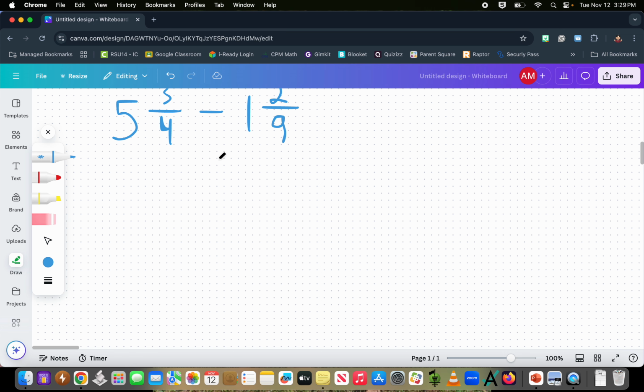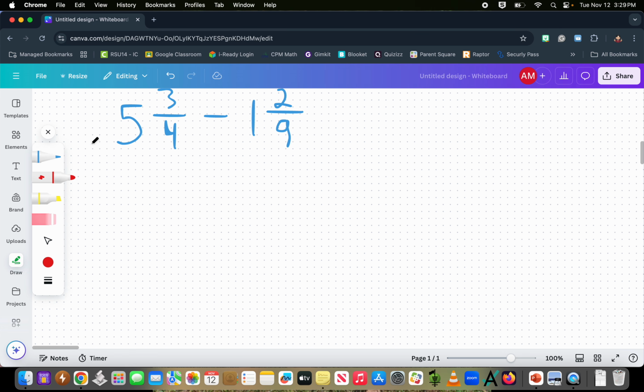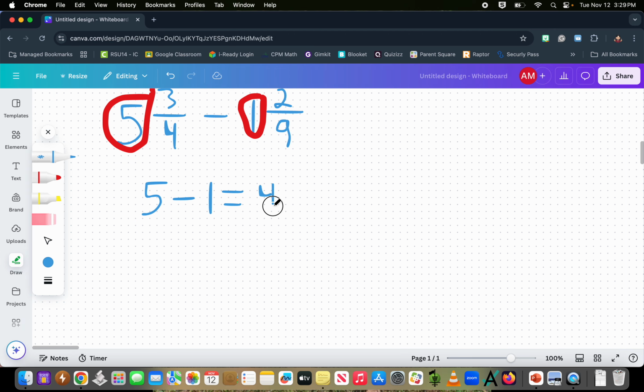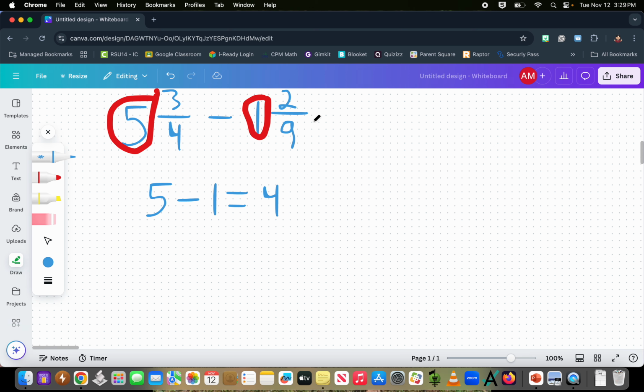And when I say break apart, we're going to take and separate this piece and this piece to start, and do 5 minus 1. We can do that right now, and that is going to equal 4. Then we look at our fractions, and we've got 3/4 minus 2/9.